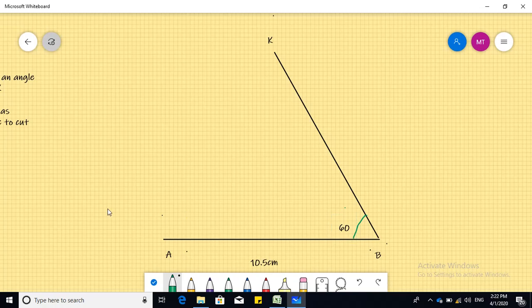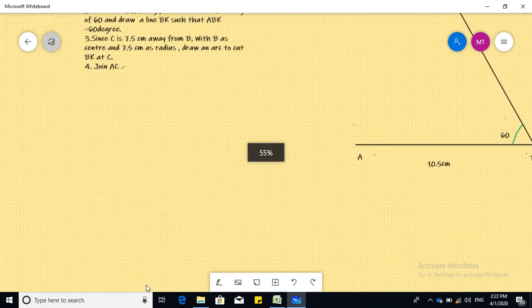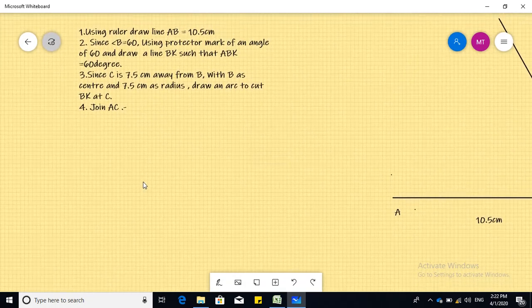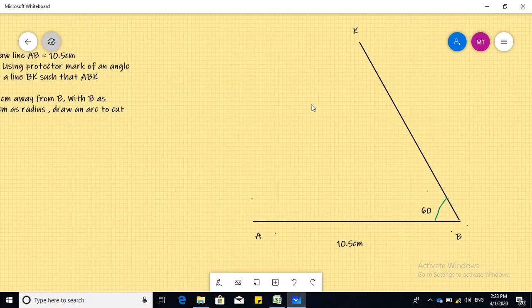Then the next part says that we have to do what? Let me read. Since C is 7.5 centimeters from B, we have to find out the value of C, which is located at a distance of 7.5 centimeters from B. So what you can do is put the compass over here, the needle over here, extend the compass to 7.5 and draw an arc.